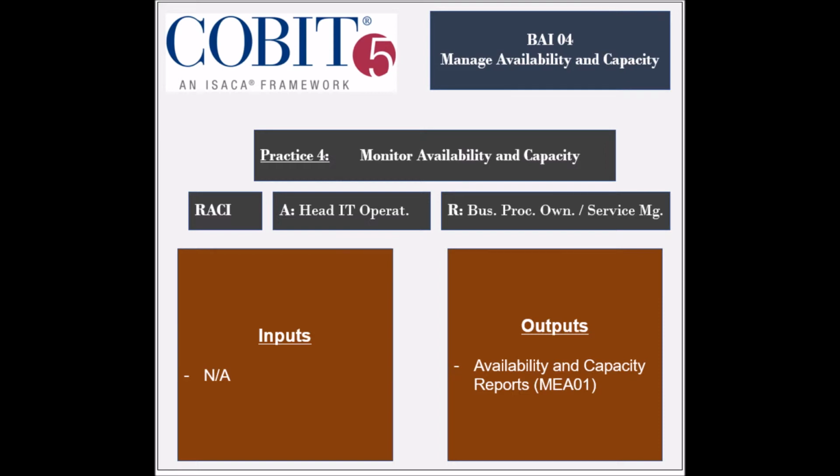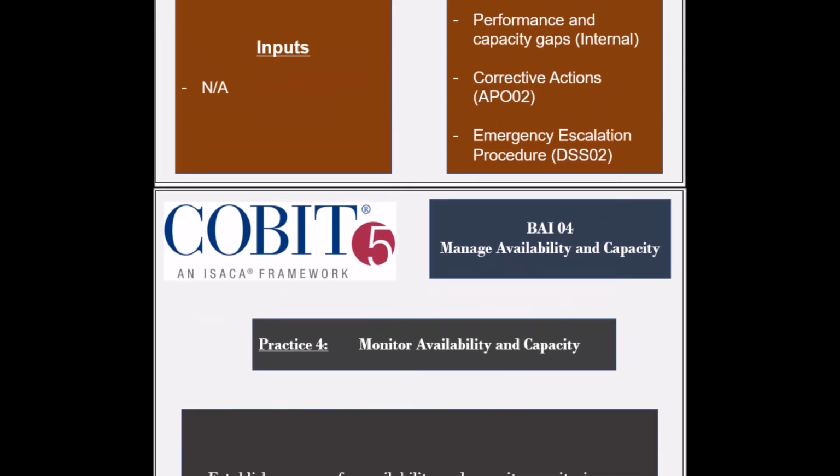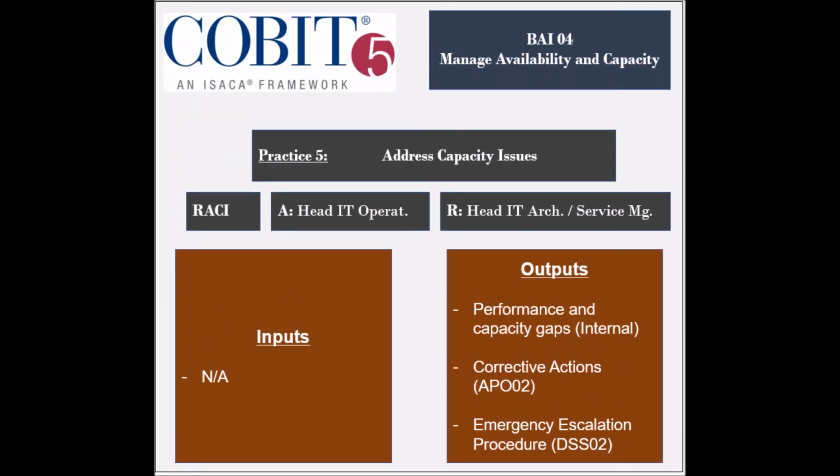the MEA01 process. The activities involved in this practice include reporting to the management information related to the capacity and availability of resources. Results should be regularly reported and reviewed by the business and IT management, and integrated within the budgeting process. The fifth and last practice is to investigate availability issues.